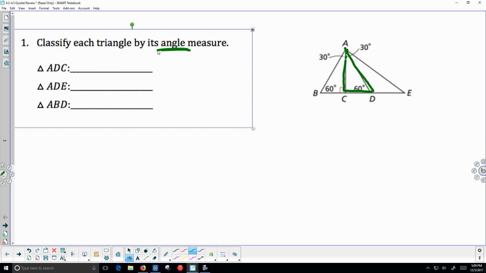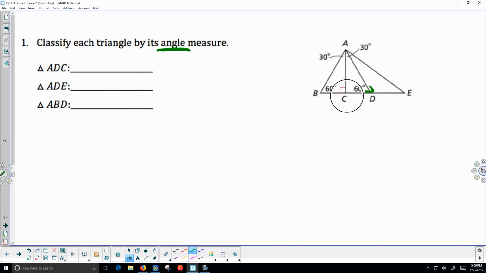It's that triangle there. I'm going to erase what I just traced over because I need to also write down that, hey, if this guy's 90 degrees, then this guy's 90 degrees. And that 90-degree angle is inside triangle ADC. So this is a right triangle. All right, so my next triangle is going to be ADE.